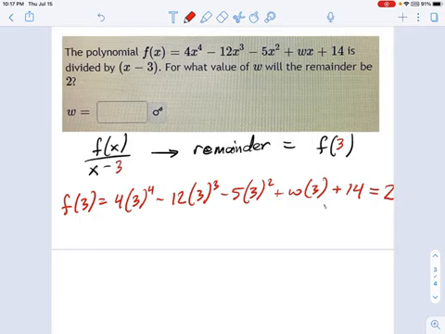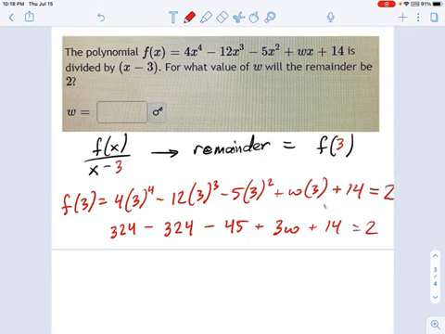So let's pull up the old calculator here. 4 times 3 to the 4th power is 324, minus 12 times 3 cubed. Oh, look at that, minus 324. Really? Okay, yep, that's right. Minus, well, 3 squared is 9 times 5, so that's minus 45, plus 3w plus 14 equals 2.